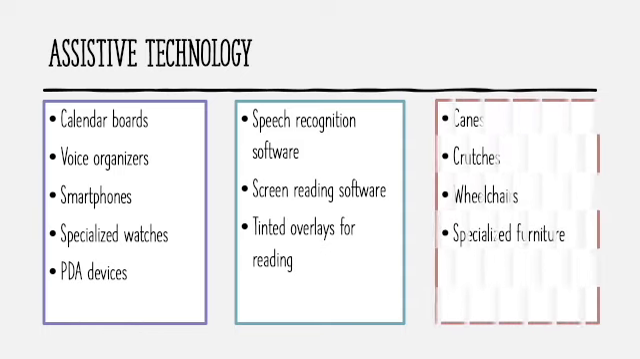And finally, for assistive technology, this may not sound like technology, but the use of canes, crutches, wheelchairs, or specialized furniture could be very important depending on the severity of the injury. They may need help with mobility, and that is a form of technology.